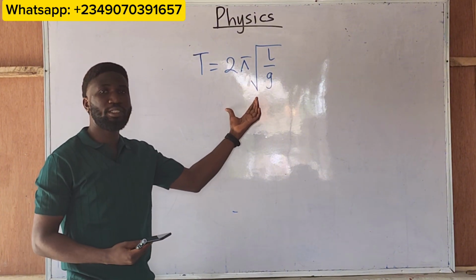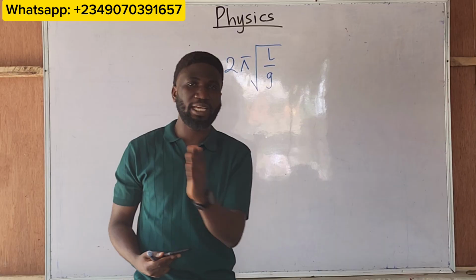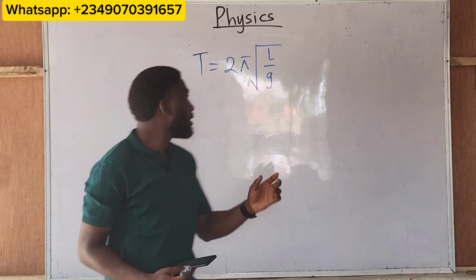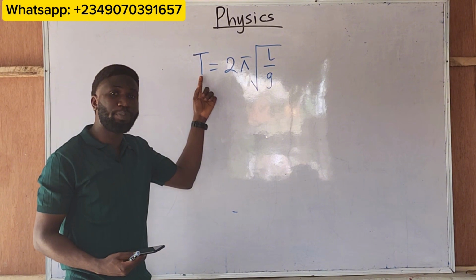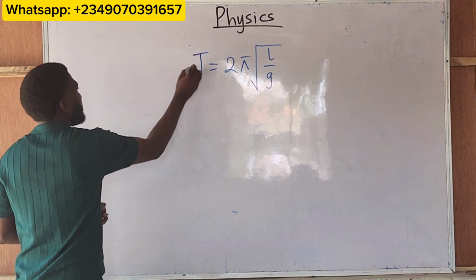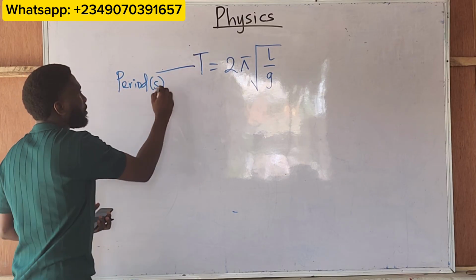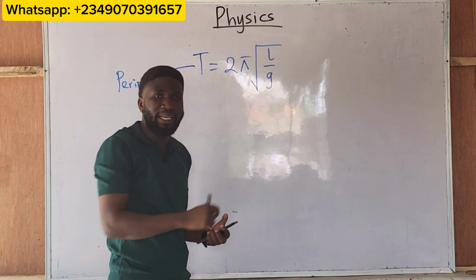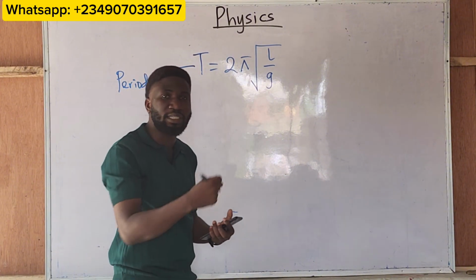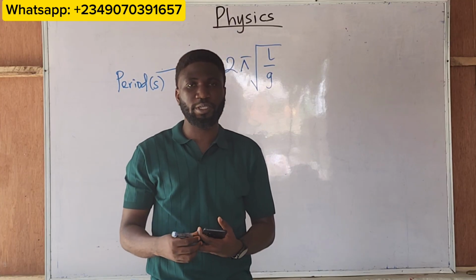Having known this, we need to know the relationship between T and L, and also T and G. T here represents the period, not time. T represents the period, and its unit is seconds. The L here represents length, the unit is meter, and then we have G, which is acceleration due to gravity, and the unit is meter per second squared.